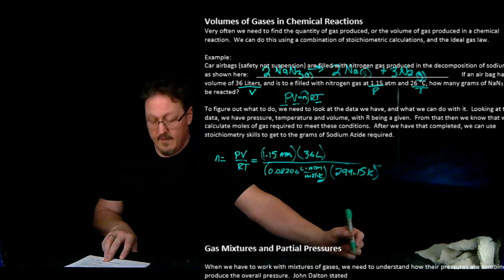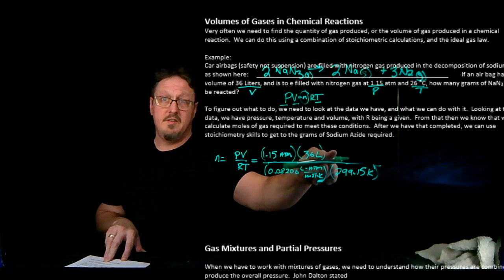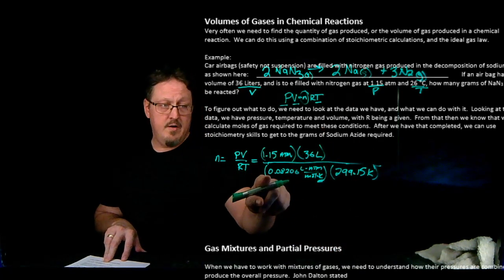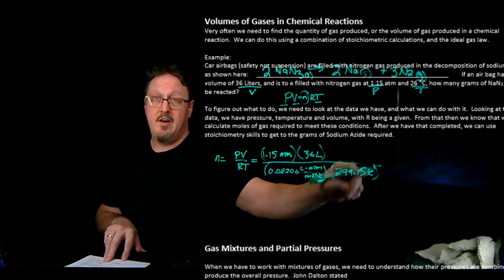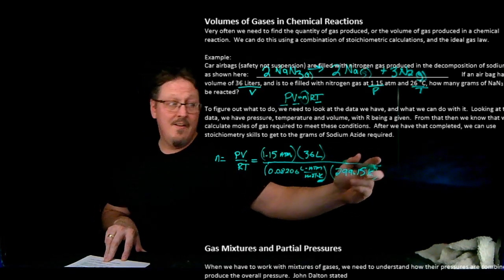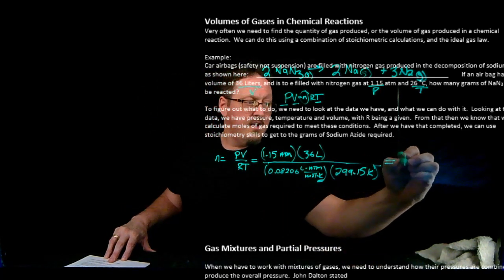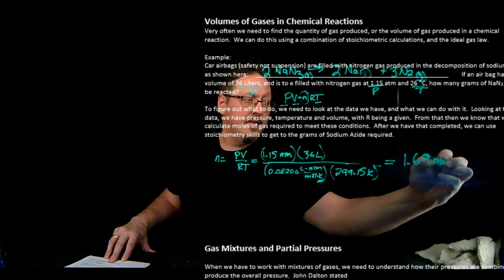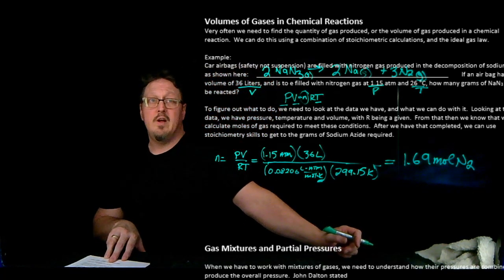Alright, so now we take that number, we multiply them all out, 1.15 times 36, enter, divide by the quantity, 0.08206 times 299.15, close parentheses, enter. Your calculator should have spit out a number that looked a lot like 1.69 moles of nitrogen. Okay, so now we're not there yet.